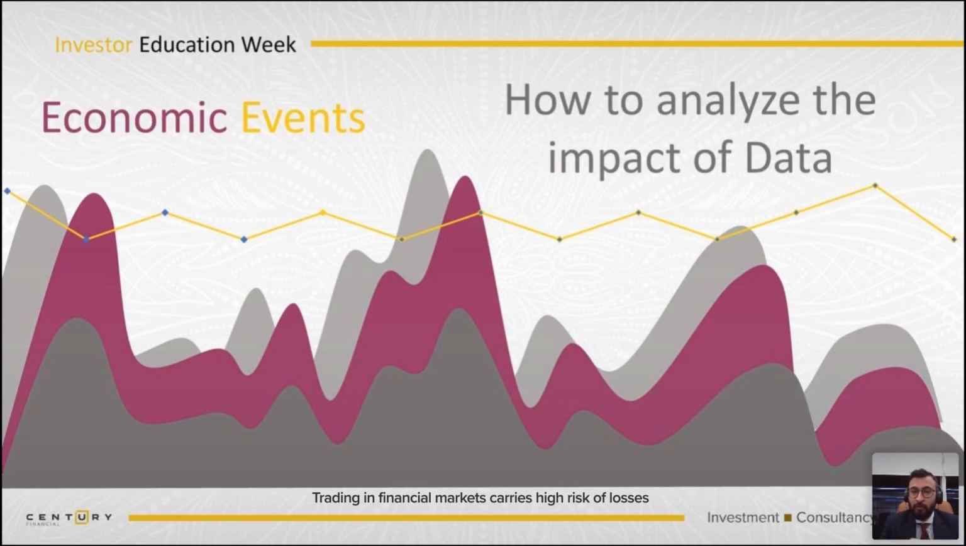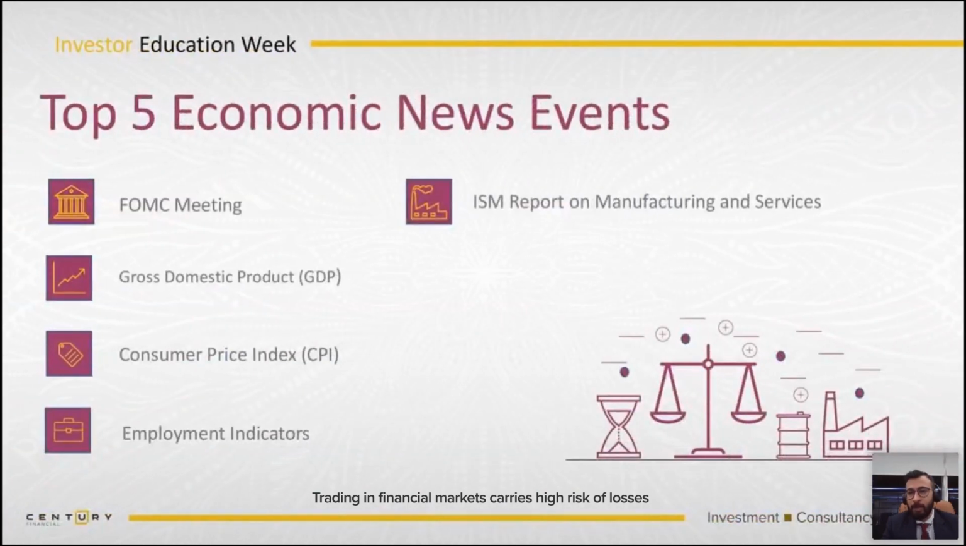But what kind of data actually impacts currencies, gold or equities? Any kind of macro information. When I say macro information, I mean something which involves the entire economy. It could be a specific sector, but it is part of the economy. There is a lot of information, and I have summarized a few of them into these five economic news and events.